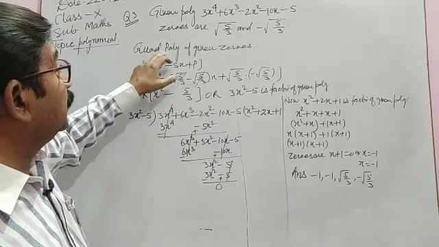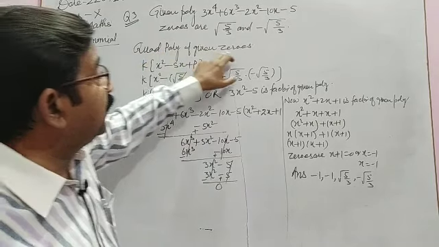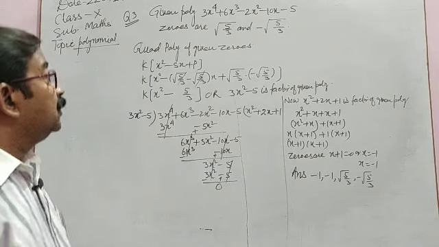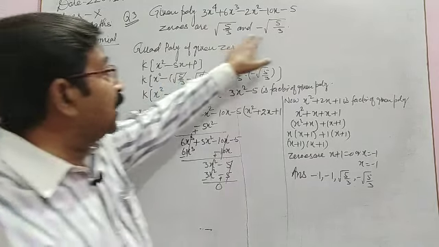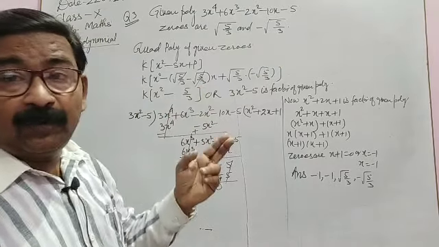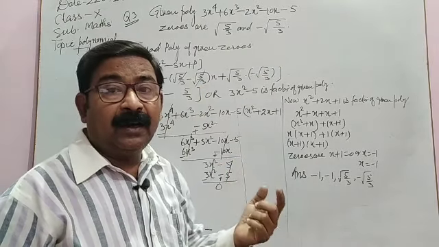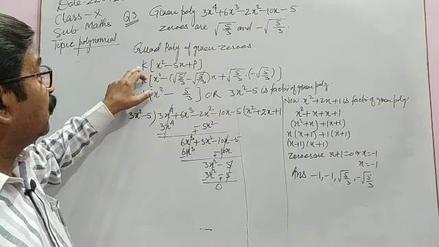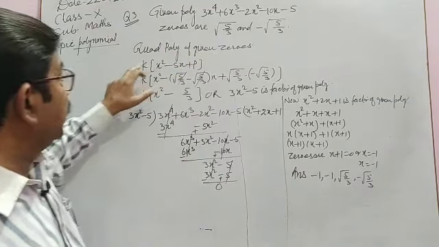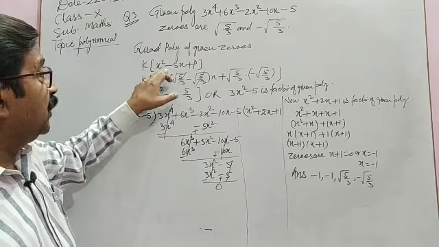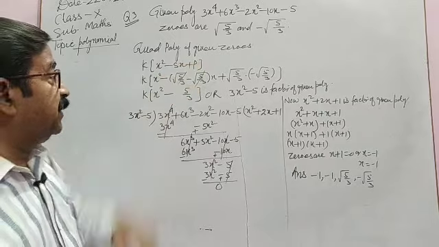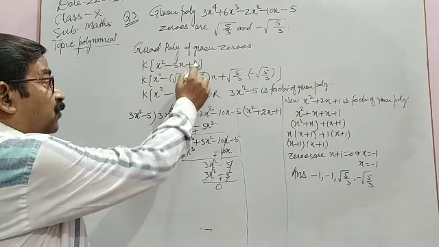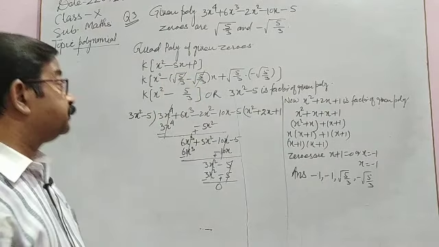We have to find the quadratic polynomial with the given zeros. Quadratic polynomial with the given zeros means if 2 zeros are given, with the help of 2 zeros we can find a quadratic polynomial. So I have obtained this formula: quadratic polynomial of the given zeros is k times of x square minus Sx plus P. S stands for sum of zeros, P stands for product of zeros, right?